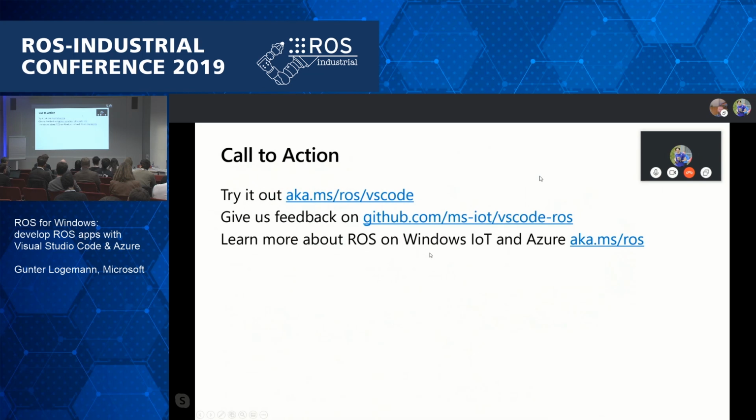Okay, and so that's the final statement, a call to action. I would really like it if you all go to this website and just try it out and give us feedback on Visual Studio Code, on the Robot Operating System as well, what you think about ROS on Windows. And if you have a project where you think it makes sense to use ROS on Windows for whatever reason, please contact us. I think we will provide the contact information later, right?